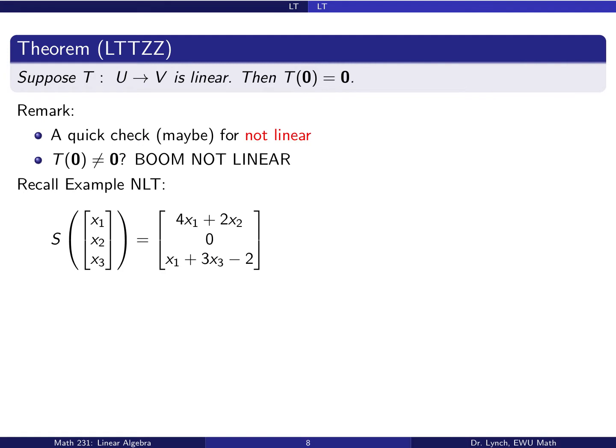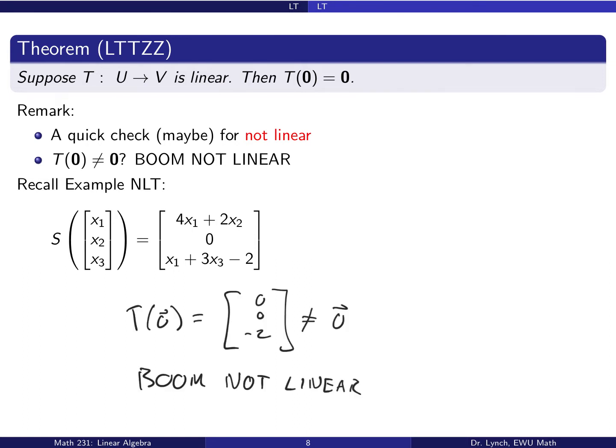As it turns out, this can be a quick check for not linear. If you have a look at the image of the zero vector and you don't get back the zero vector, then this theorem says that your transformation is not linear. So here's an example revisited. We see that the image of the zero vector in C3 is not the zero vector. So immediately we can conclude that this transformation is not linear.